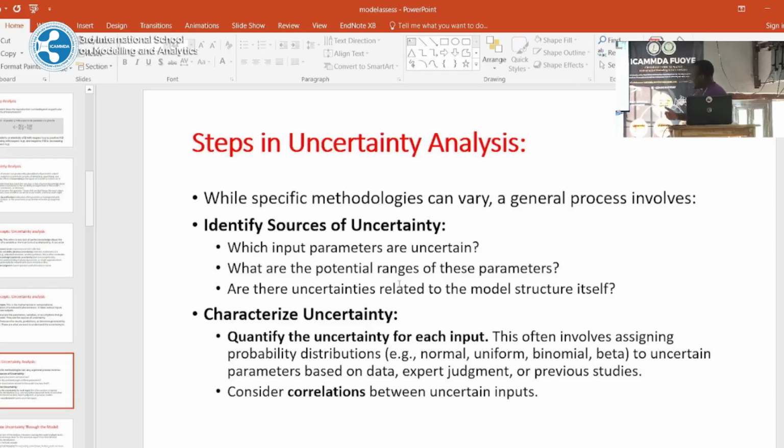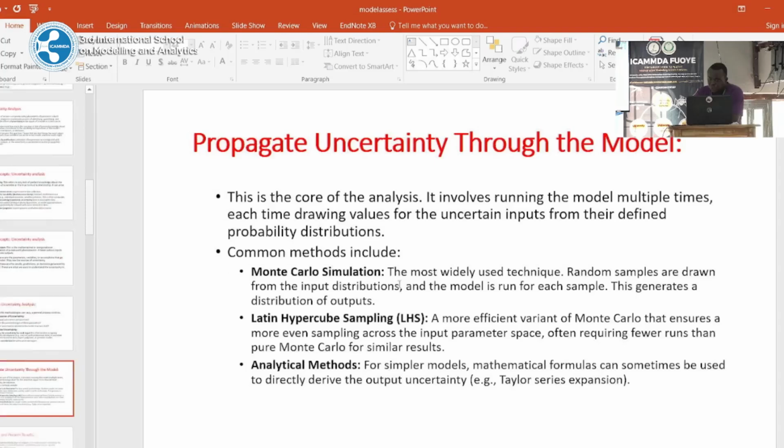And then characterize uncertainty. Quantify the uncertainty from each input. This often involves assigning probability distributions, like binomial, uniform, normal, beta, and all that, to uncertain parameters based on data and expert judgments. Take for instance, that's why I was saying that it's good to work with others who are in the field, who are working with the biology and all that. Or previous studies. Consider correlation between uncertain inputs.